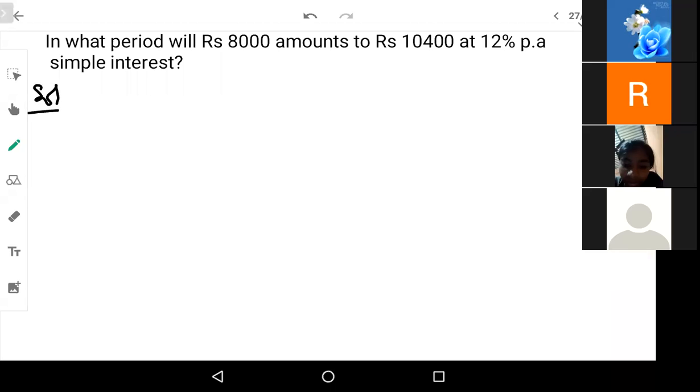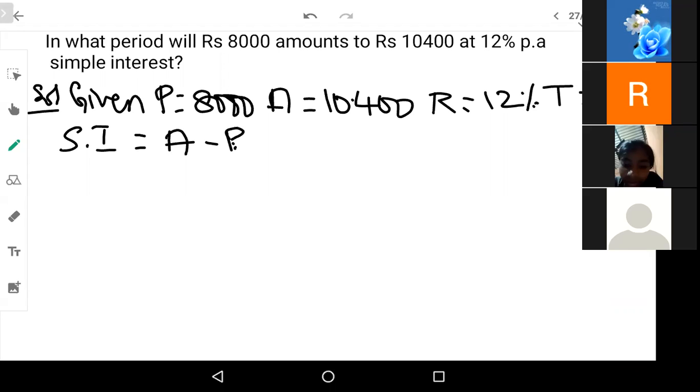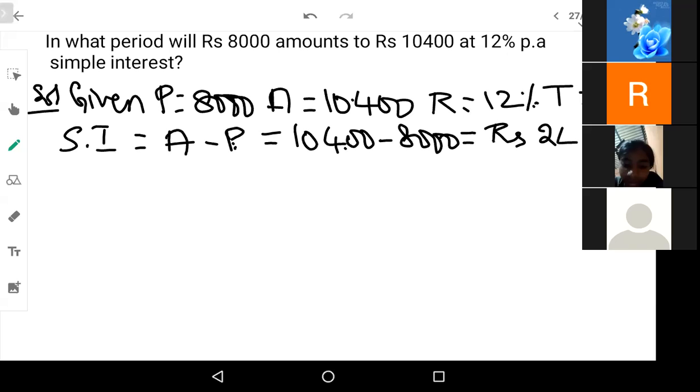So here, solution, whatever is given to us. Principal is 8,000. Amount is 10,400. R is 12%. We don't know what is time. And we can find the simple interest by subtracting principal from amount. So this is going to be 10,400 minus 8,000. How much do you get? 2,400 is the simple interest.